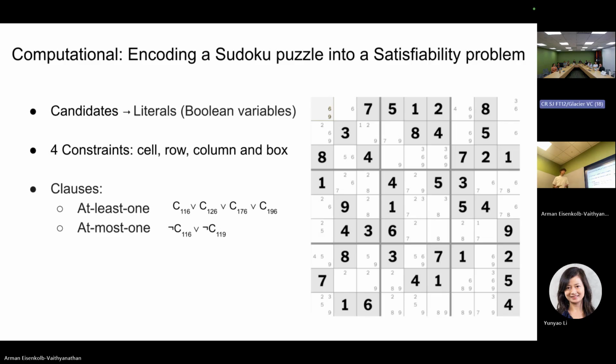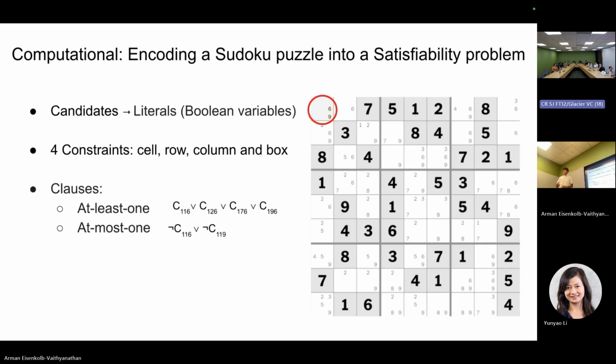When converting a Sudoku puzzle into its corresponding SAT instance, each candidate in the Sudoku puzzle maps to one literal. For example, if we look at cell 1, comma 1 with the candidates 6 and 9, there will be two literals for this cell, for the digit 6 and for the digit 9. If the digit 6 is assigned true, then 6 fills that cell. If the digit 9 is assigned true, then 9 fills that cell. But both 6 and 9 cannot be assigned true. It has to be either one.